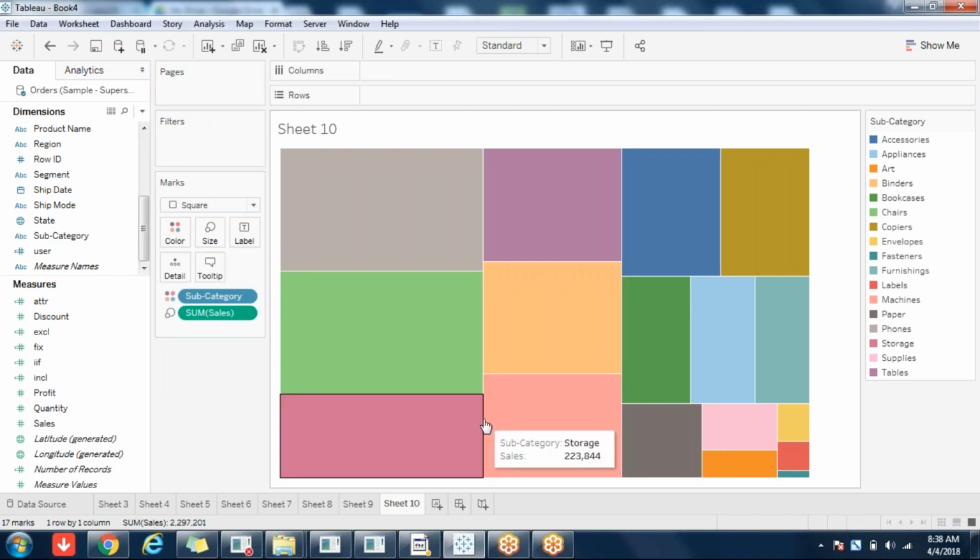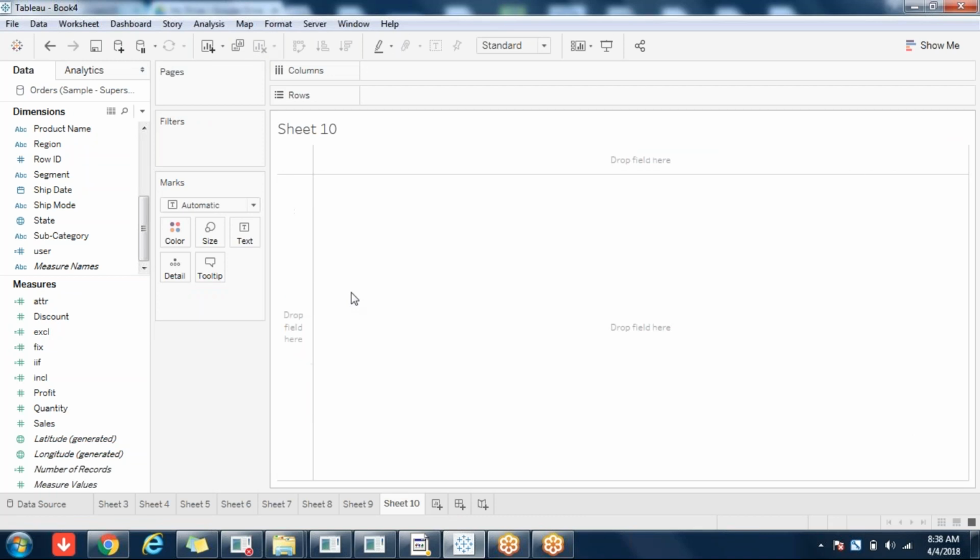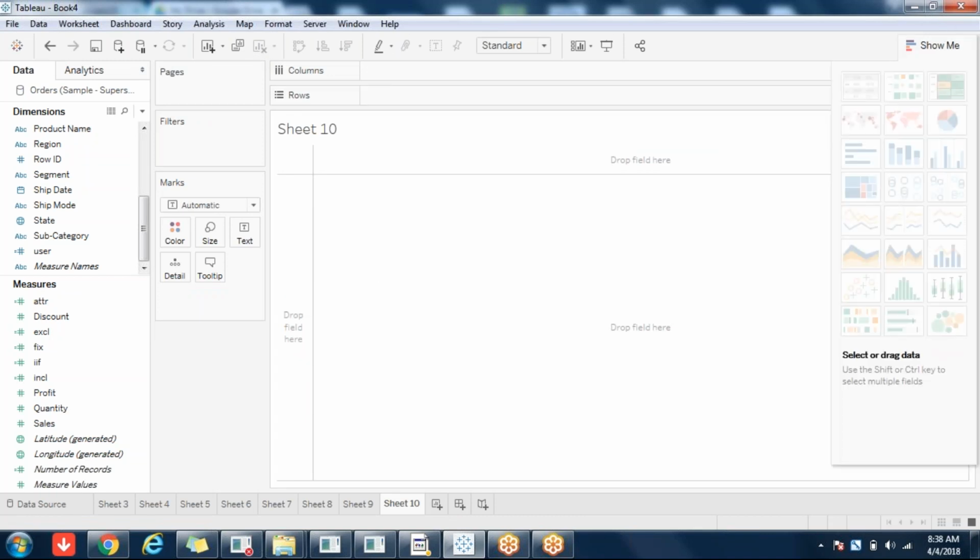Actually, I have a question. Tell me, in real time, usually which chart do they go for, once they get the requirement? The most frequently used charts are text table, maps, pie chart, heat map, tree map, bars, line charts. Of course, area if you want. Area and line both will count as the same. And packed bubble. These are the charts which are most frequently used.